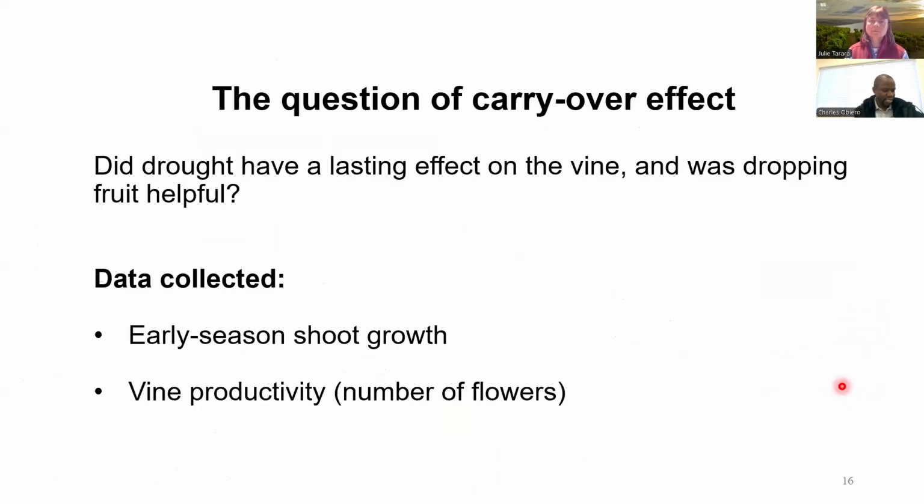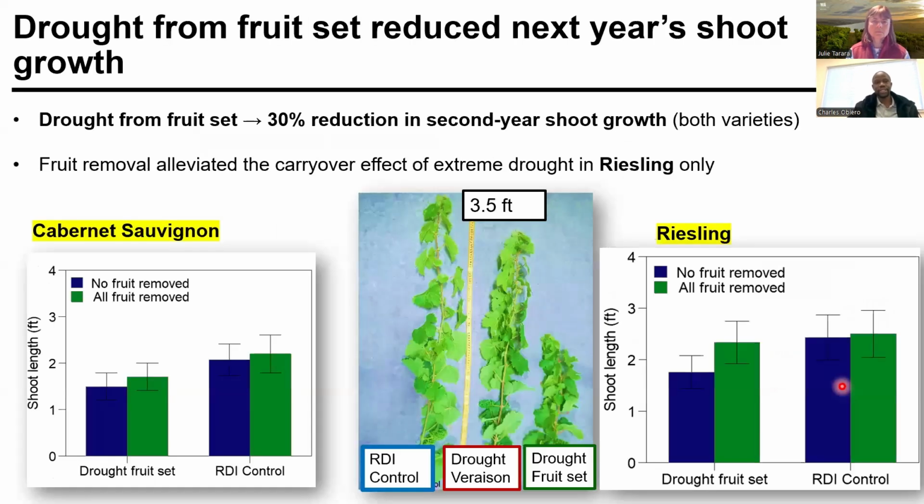Then the question of carryover. Did drought have a lasting effect on the vine, and was dropping fruit helpful? So I collected early season shoot growth and also vine productivity, the number of flowers. Looking at early season shoot growth, which I measured at bloom, there was a 30% reduction in the second year shoot growth in both varieties when drought started at fruit set.